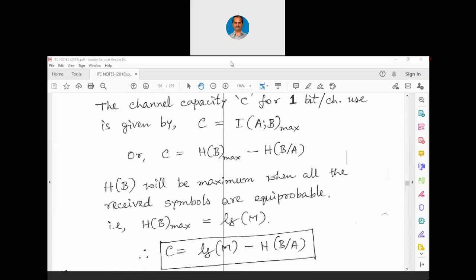So now the channel capacity C for 1 bit per channel use is given by C equals, we already know, the maximum mutual information content, or C equals H(B) maximum minus H(B/A). H(B) will be maximum when all the received symbols are equiprobable. This we already know. So H(B) maximum is equal to lg of M. So we can write the expression for the channel capacity now as lg of M minus H(B/A). This is applicable to the uniform channel or the symmetric channel. H(B/A) will be directly obtained from the channel matrix itself. That way we can write the channel capacity equals lg of M minus H(B/A).